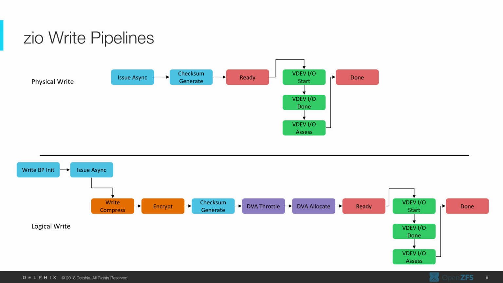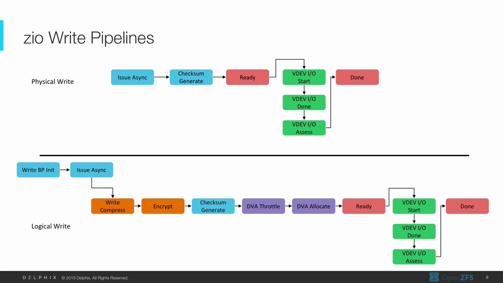The write stages also get more complicated. So here, when we're looking at physical writes and logical writes, we can see that there's a common stage that gets inserted, which is issue async. This is where we are actually going to transfer control from the caller's thread to one of these task queue pools. We're going to just say, do this work on my behalf. So both write pipelines will do that for you.